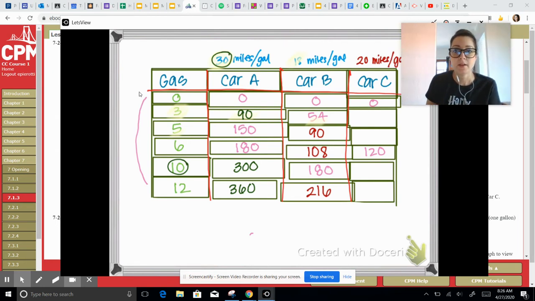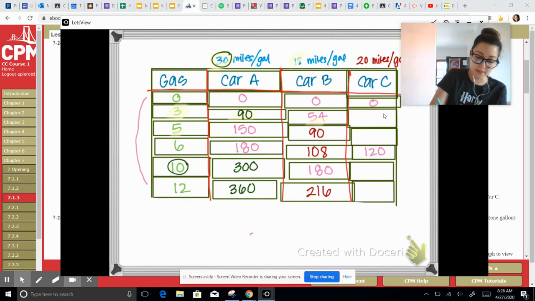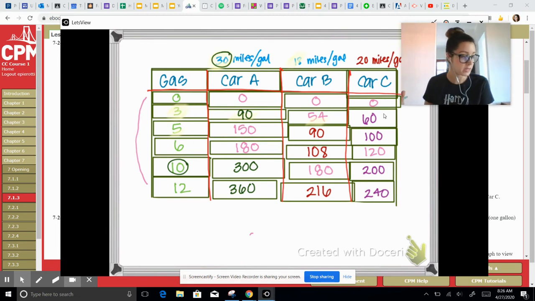Okay, and then now we just need to multiply that unit rate by however many gallons of gas we're trying to find. So 20 times 3 is 60. I'm going to use a different color. Hold on. 20 times 3 is 60. 20 times 5 is 100. 20 times 10 is 200. And 20 times 12 is 240. So we just completed 7-24.